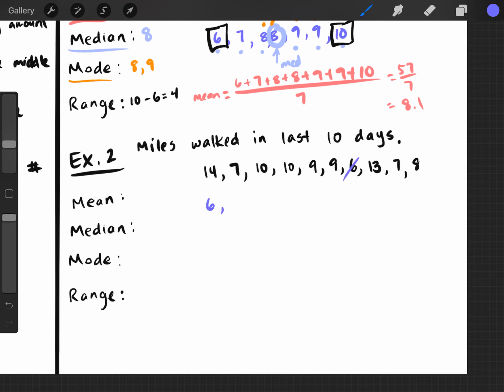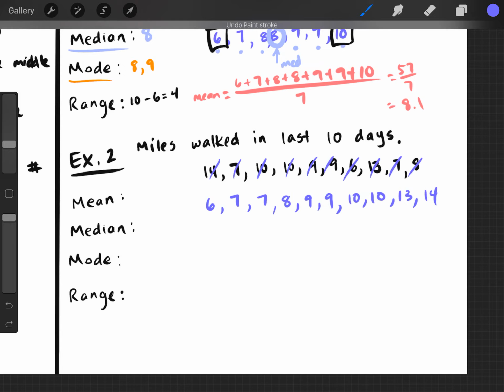Let's see, our lowest number here was 6. Then we have 1, 2 7s. We have an 8. We have 2 9s. We have 2 10s. We have a 13. We have a 14. Let's make sure there's 10. 1, 2, 3, 4, 5, 6, 7, 8, 9, 10. Perfect. We rearranged our data.